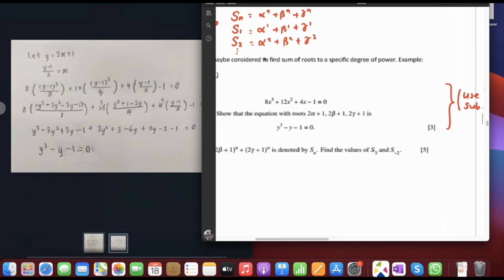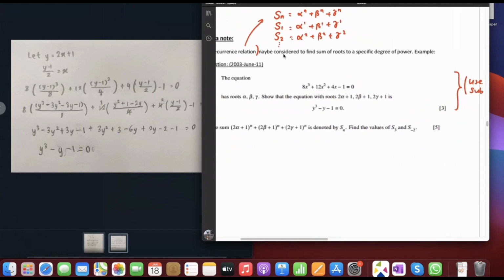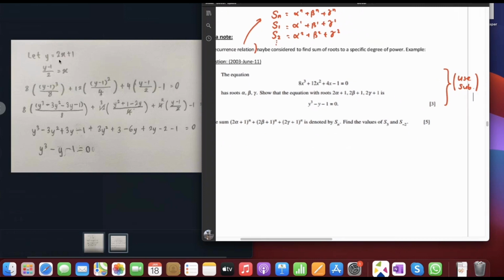Let's see how it is. y equal to 2x plus 1, that's correct. Then you rearrange x equals y minus 1 over 2, which is also correct. Then you substitute: 8 times y minus 1 cubed over 8, plus 12 times y minus 1 squared over 4, plus 4 times y minus 1 over 2, minus 1 equal to 0. Expand, then simplify.